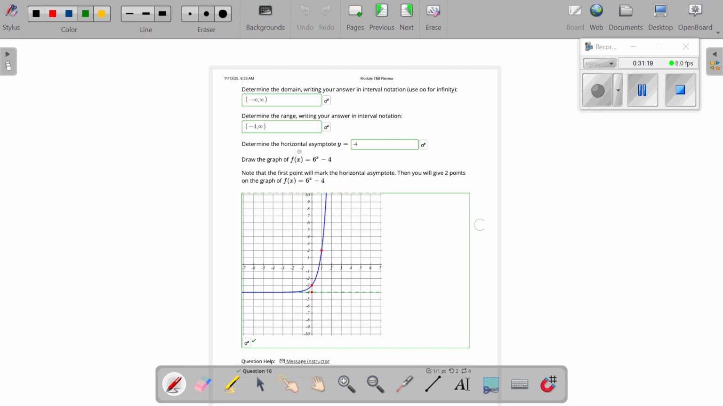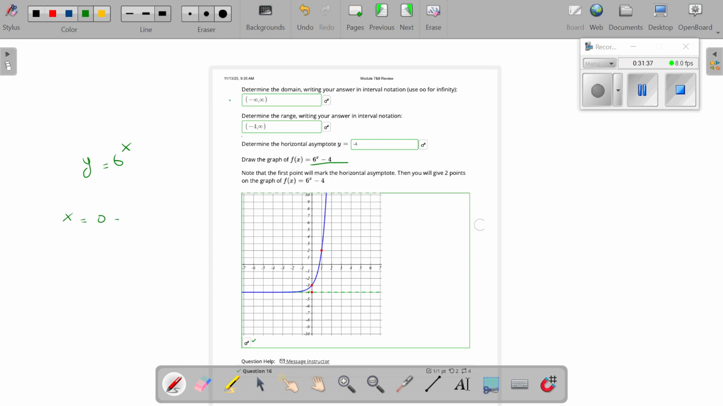For the next question, it's asking us to graph 6 to the power of x minus 4 and find the domain and range of this function. So I know the parent function is 6 to the power of x. This is the parent function, and it's going to look like this.